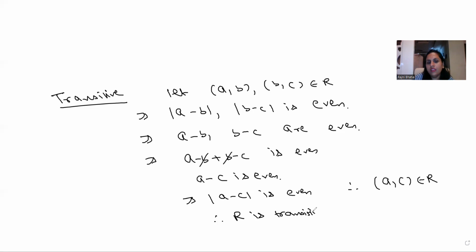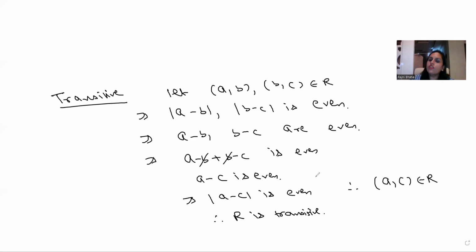I'll explain it again. Let (A, B), (B, C) belong to R. This implies modulus of A minus B and modulus of B minus C are even. If the modulus of a number is even, the number is also even. So A minus B is even, B minus C is even. If we add both the numbers, since the sum of even numbers is even, A minus B plus B minus C is even. So we can conclude that A minus C is even.